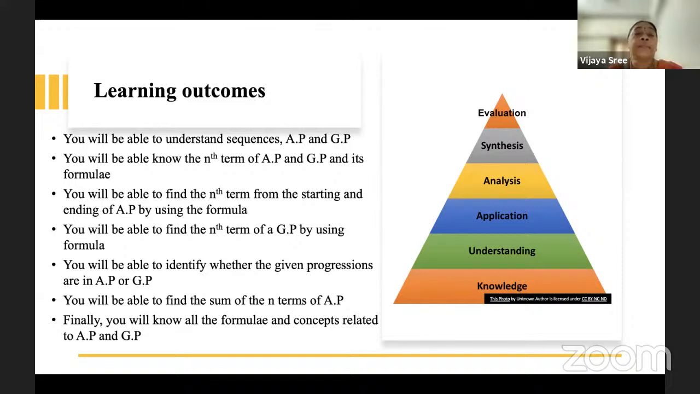You will be able to find the nth term from the starting and ending of the AP by using the formula. You will be able to find the nth term of a GP by using the formula. You will be able to identify whether the given progressions are in arithmetic progression or geometric progression. You will be able to find the sum of the n terms of an arithmetic progression. Finally, you will know all the formulae and concepts related to arithmetic progression and geometric progression, and you will solve problems by using these concepts.